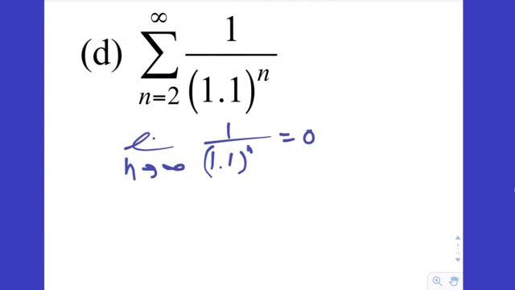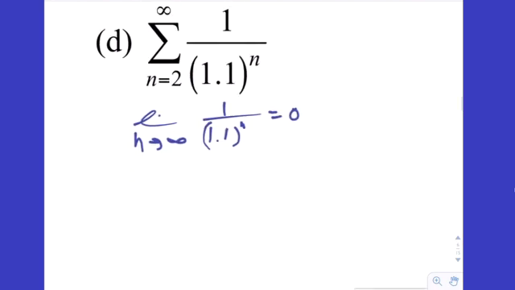So we'd have to find another way. Now, because the terms go to 0, this thing now has a shot at converging. And it actually still does converge. Why? How do we know that?